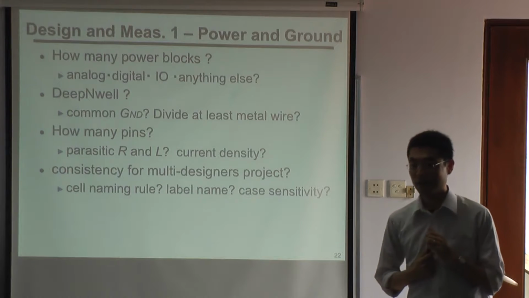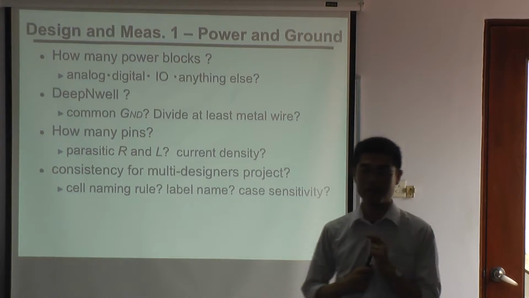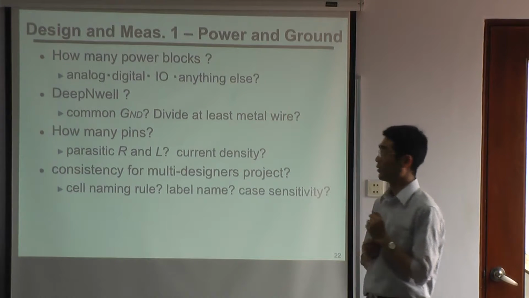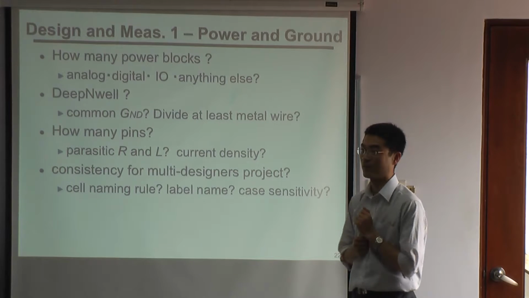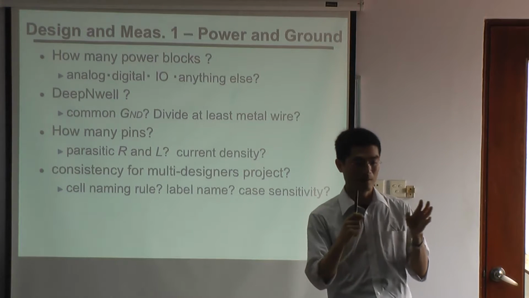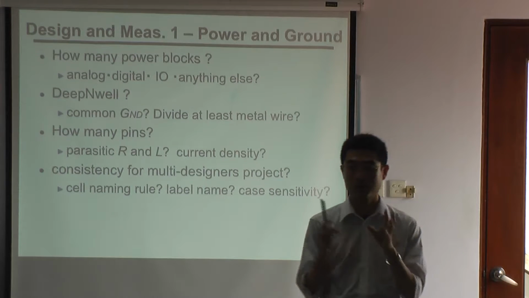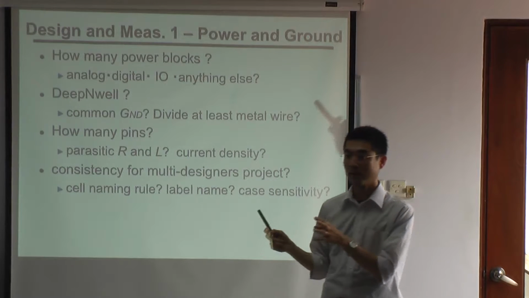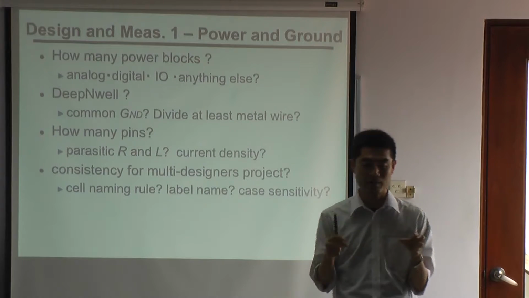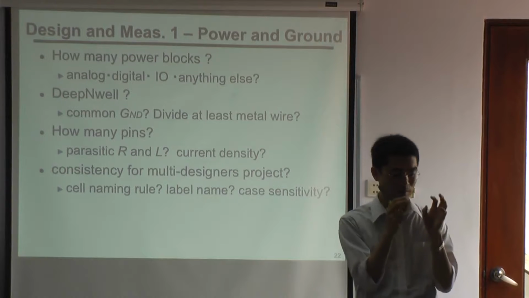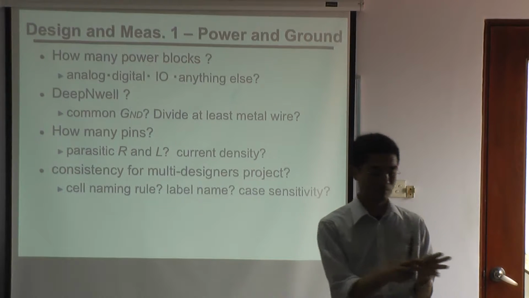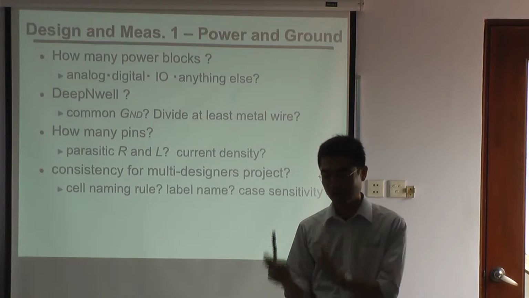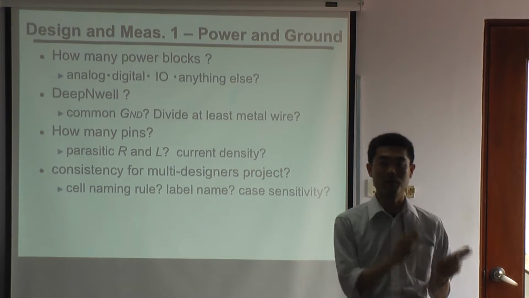Okay, and after that, you decide power and ground. You have to decide how many power blocks we have. You divide a power supply for analog, a power supply for core, and a power supply for I/O. And I wonder about a power supply for RF, a power supply for the AE controller, and a power supply for PLL. You have to decide how finely you will divide the power supply.